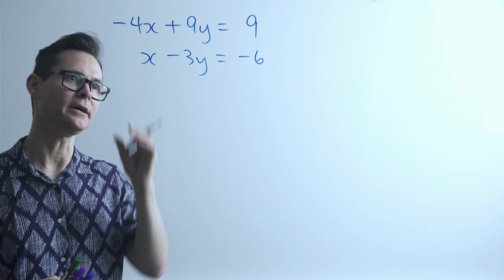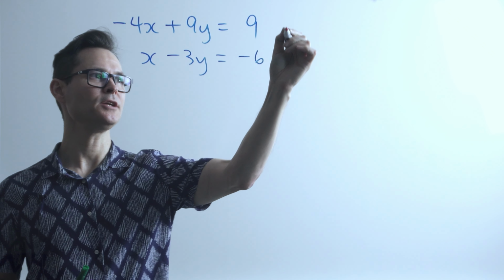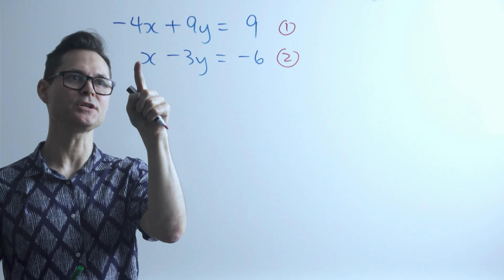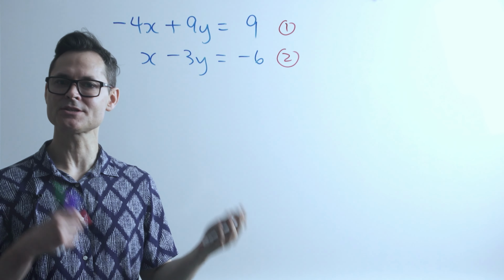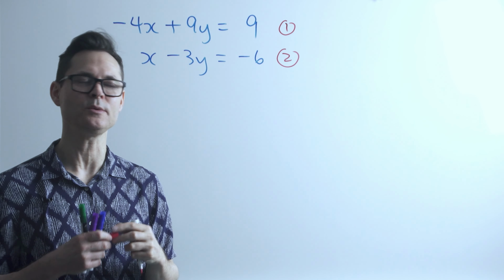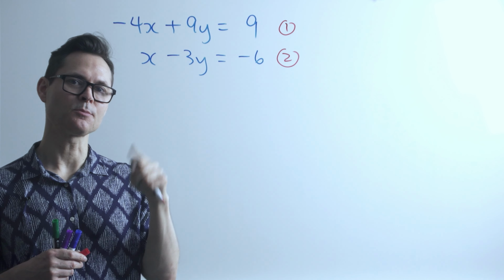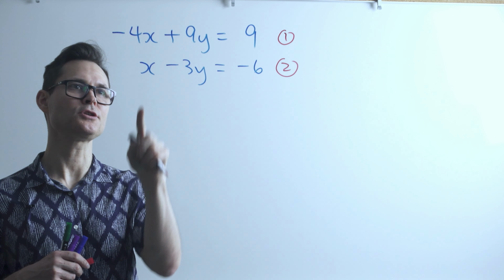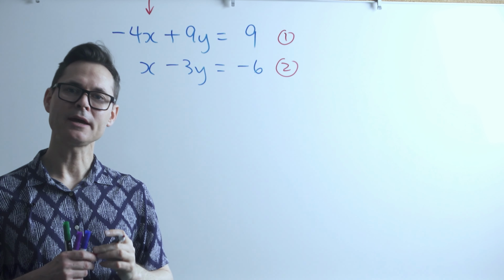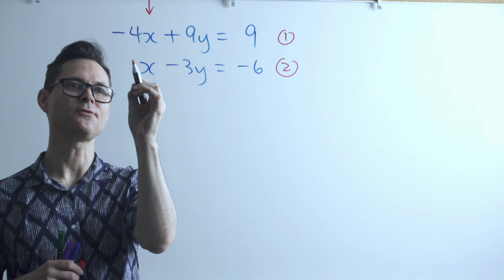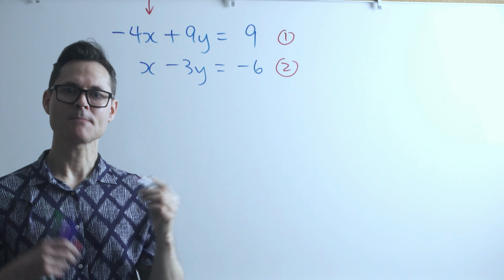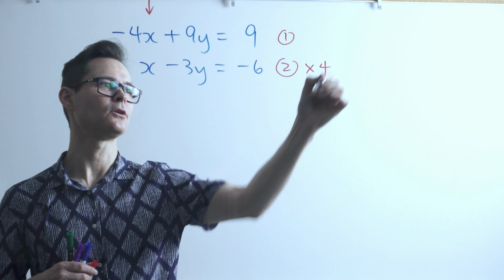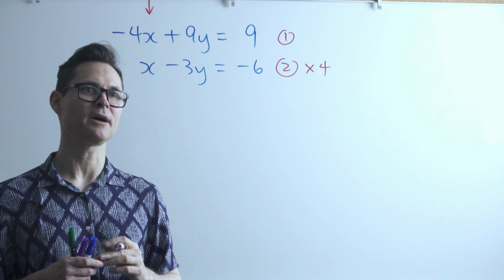Okay, so sometimes when you get your two equations, 1 and 2, you may notice that the coefficients on the x's or the y's aren't opposites or close to each other. So you may have to do some preliminary work to use this method of elimination. So let's suppose I want to eliminate the x. I can still do it. I know that if that was a 4, then I could add them and then the x would be eliminated. So what I could do is multiply the second equation by 4.